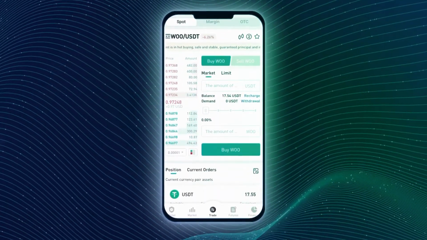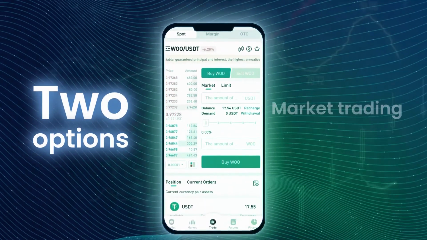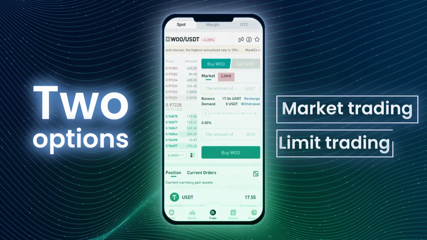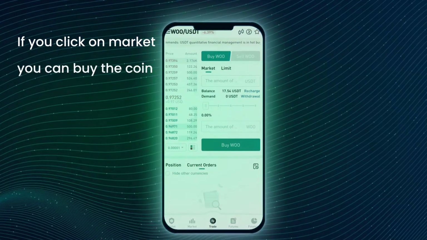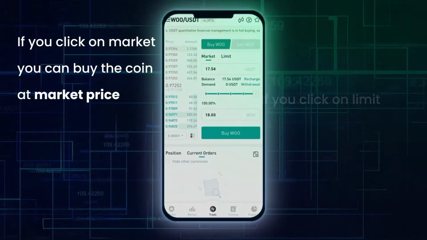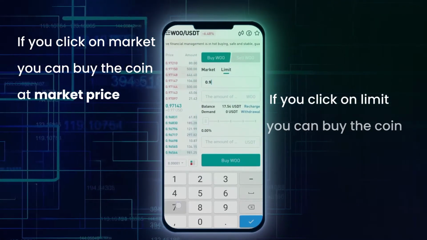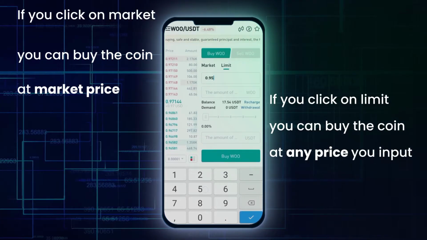Here, you can see two options: Market Trading and Limit Trading. If you click on Market, you can buy the coin at market price. If you click on Limit, you can buy it at any price you input.